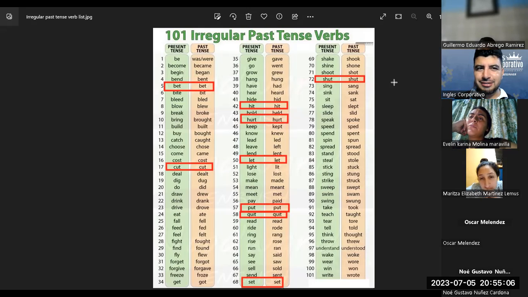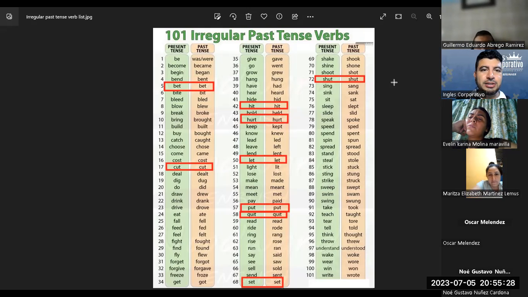Look at this. So there is no reason to say it is so difficult and that I am not going to learn these verbs, teacher. No hay razón, ya vemos. Hay 9 que son fáciles, because they don't change. Esos no cambian in present and past.